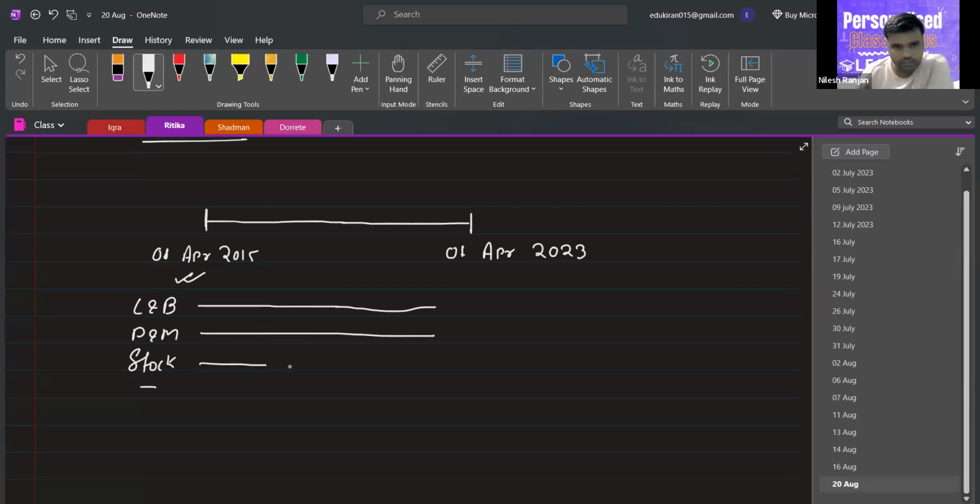Now, after 8 years, that is from here to here, will there be any increase or decrease in the value of these assets? What do you think? Which assets will increase and which assets will decrease? The land and building will increase. Land and building will increase. The plant and machinery will decrease.